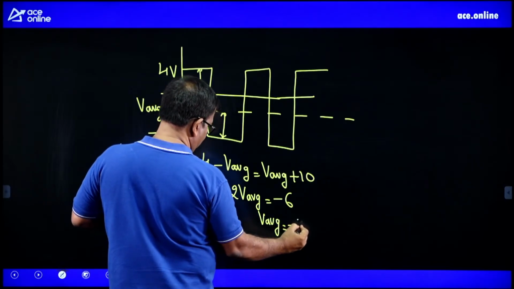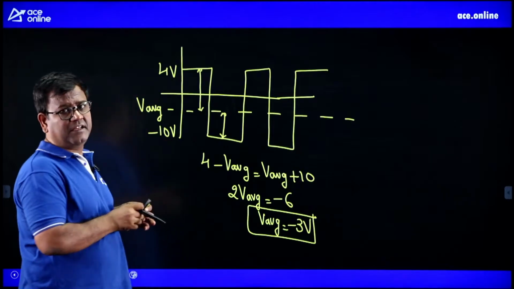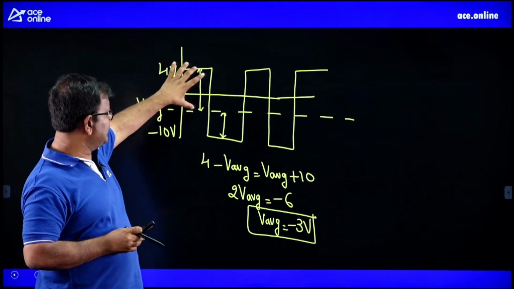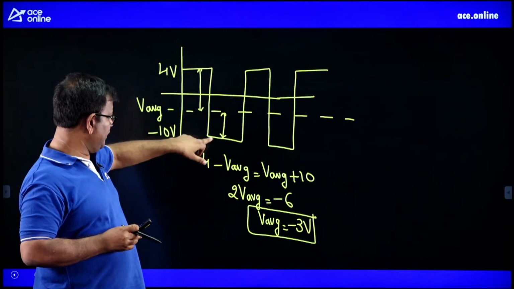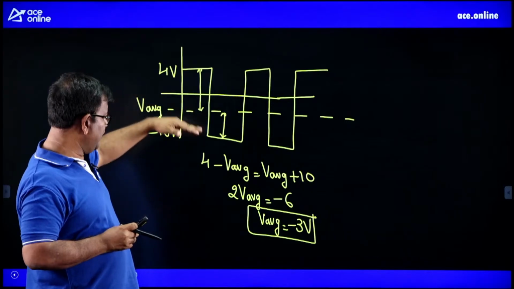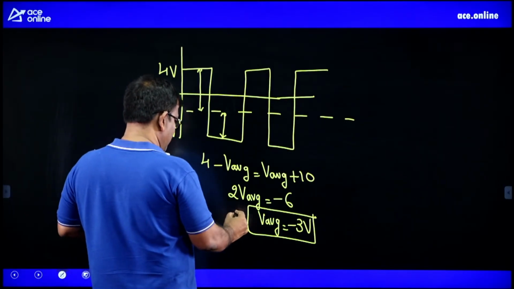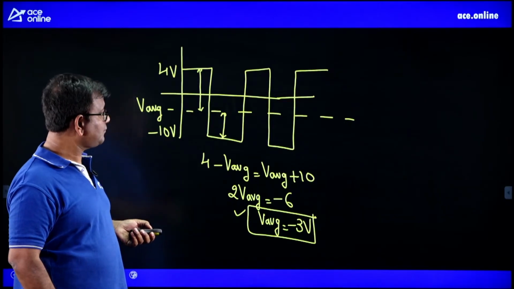And of course that's logically correct, because if you have minus 3 here, then 4 minus of minus 3, there is a 7 volt peak here, and then minus 3 minus of minus 10, so that's again 7 volt. So the V average is going to be minus 3 volts. So that's the right answer.